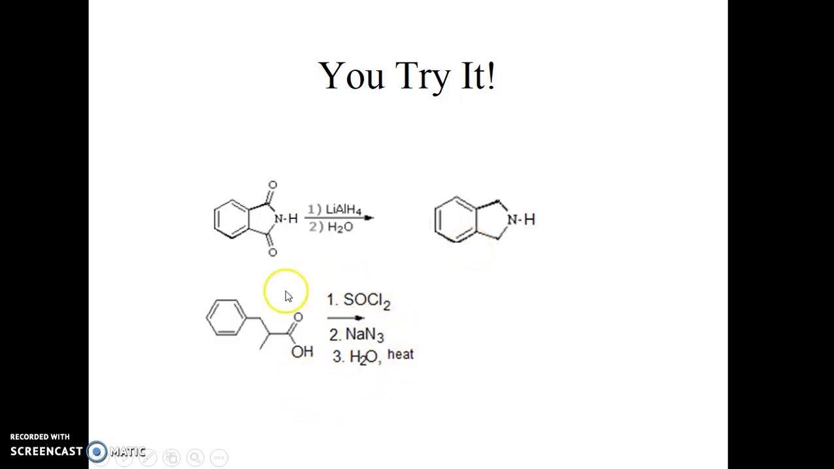What's the outcome of this reaction? Well, now we have thionyl chloride, sodium azide, and water. We're going to form the isocyanate, which then is hydrated and decarboxylates. So what do we end up doing? We lose a carbon and we get an amine in the carboxylic acid place.